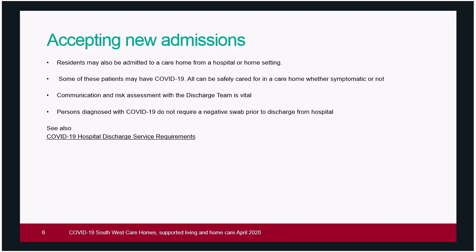So the information the discharging hospital will let you know about, amongst others, is the date and result of any COVID-19 tests, the date and onset of symptoms, and a care plan for discharge for isolation. Some of these patients may have had COVID-19, but all can be safely cared for in a care home, whether symptomatic or not. People diagnosed with COVID-19 in hospital do not require further swabbing, and so people with COVID-19 do not require a negative swab prior to discharge from hospital. The precautions that will be necessary in these situations will now be discussed in the next slides.